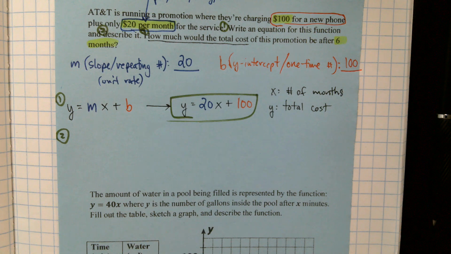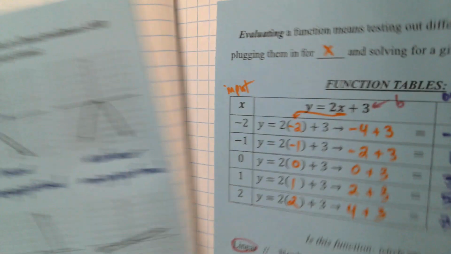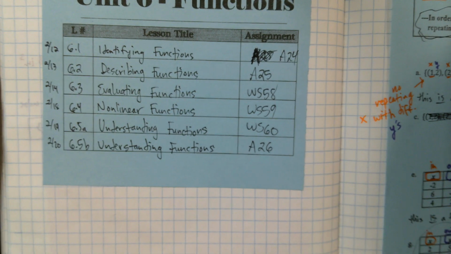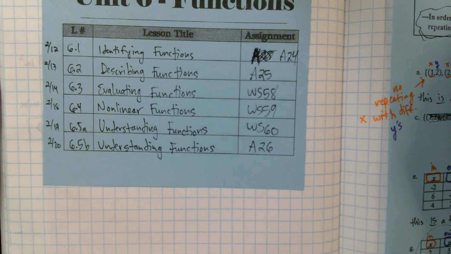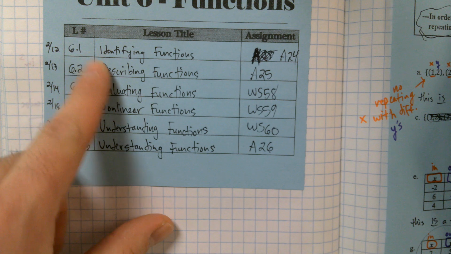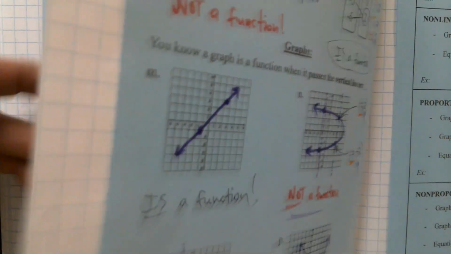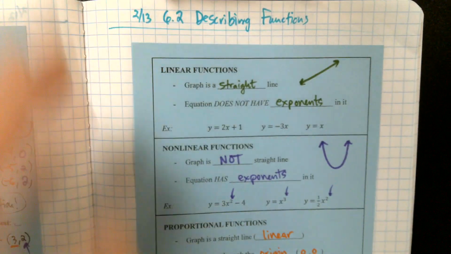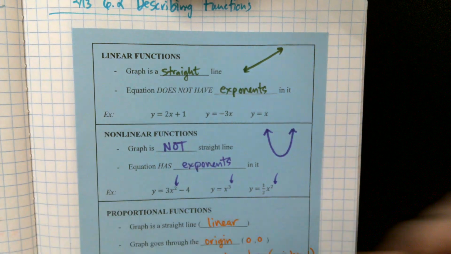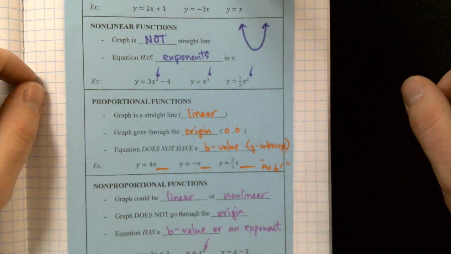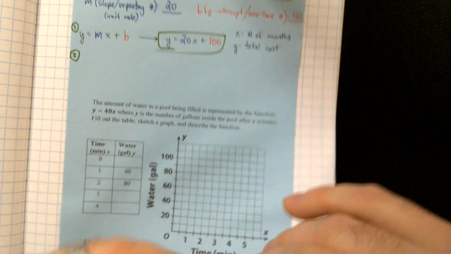Is there a lesson maybe we can refer back to if we don't know off the top of our heads? Let me check my table of contents. The question asked me to describe the function. Where should I look? Hey, look at that. Describing functions. That's aptly named, isn't it? Here's 6.2. Oh, this is where I figure out if it's linear, nonlinear, proportional, and non-proportional. I think I remember how to do that.